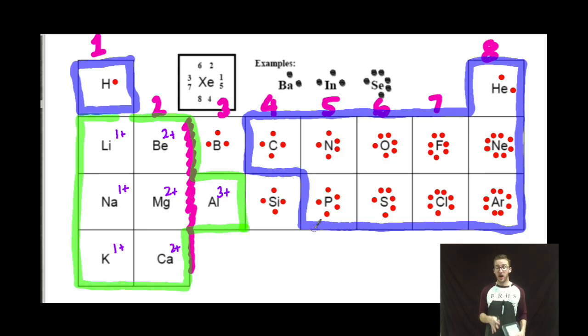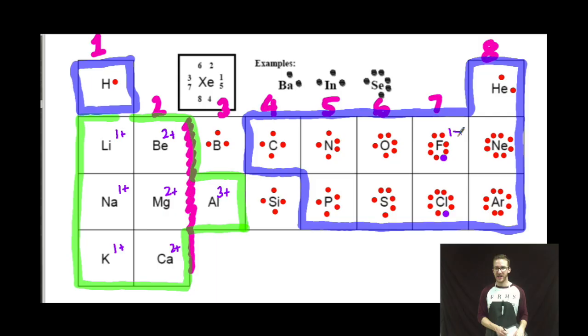When we get to the nonmetals, they're not going to lose electrons, they're going to gain electrons. And the number of electrons they're going to gain is going to depend on how many electrons they need to complete their valence level. The noble gases already have a complete valence level and are not going to gain any additional electrons. Our group 7 halogens, however, need one additional electron to complete their valence level. Boom. However, these are no longer neutral atoms. They've become negatively charged ions.